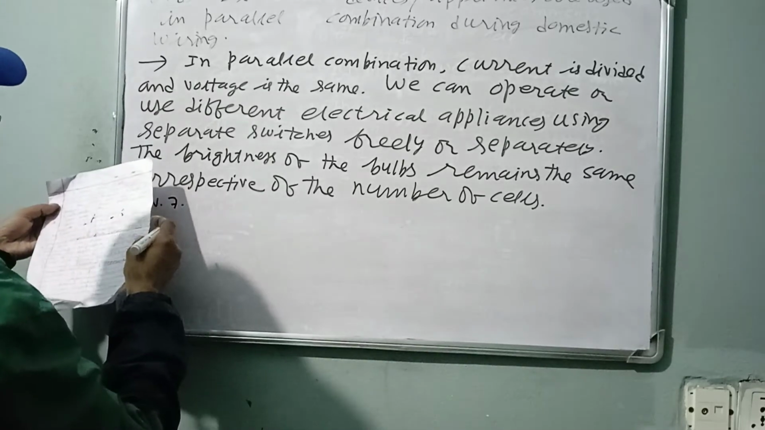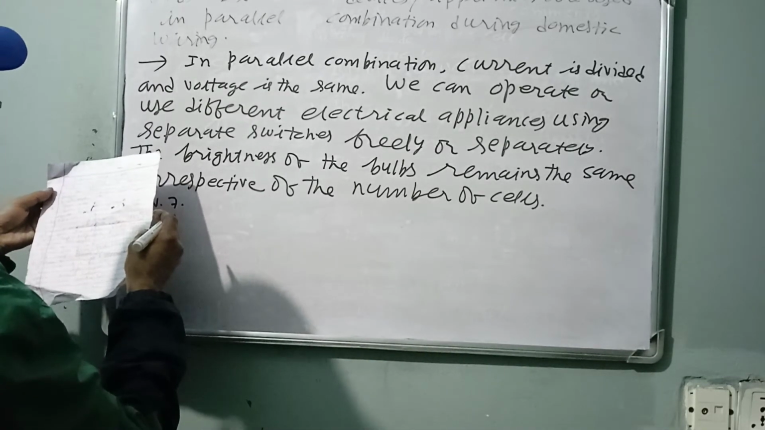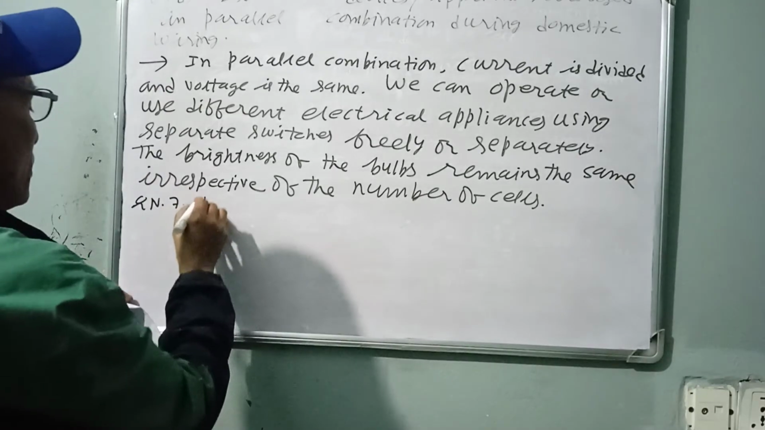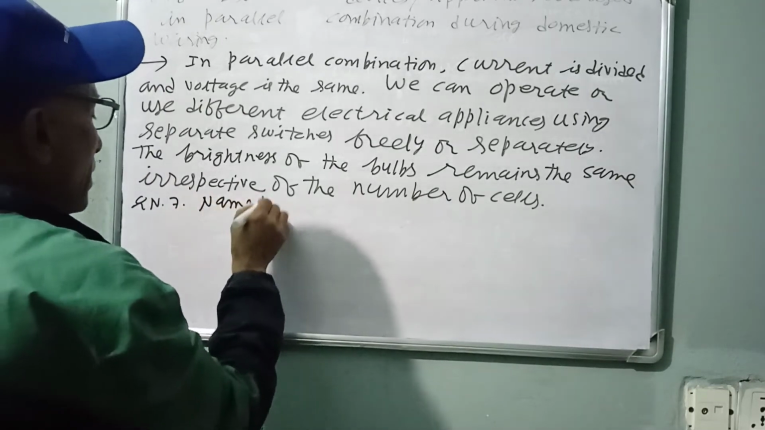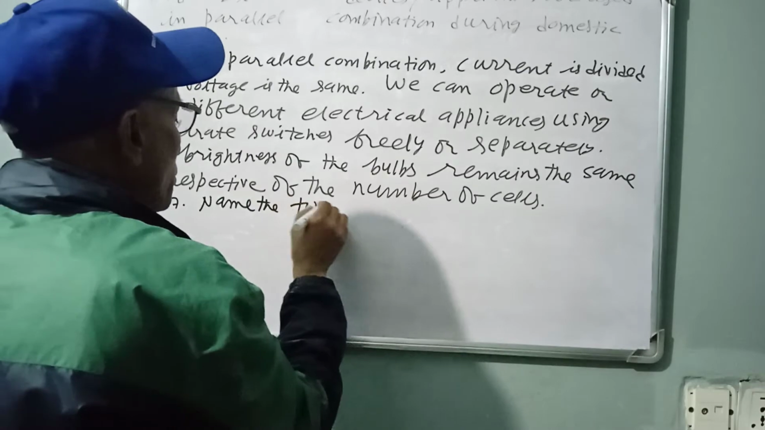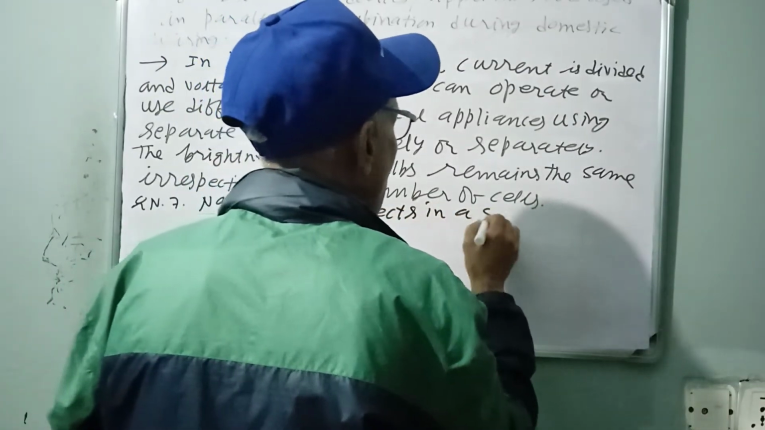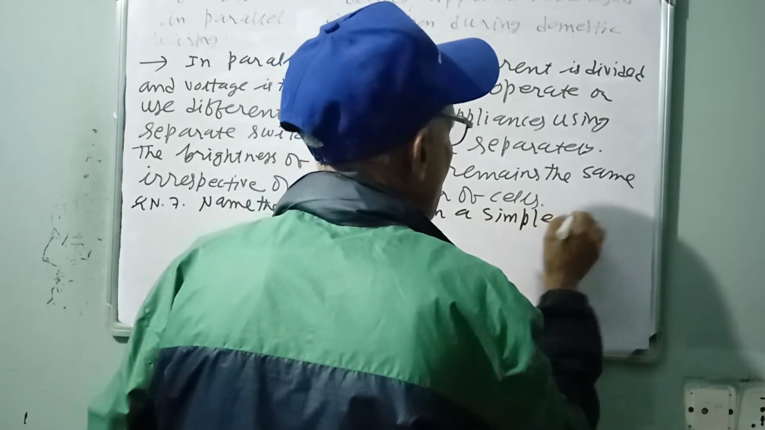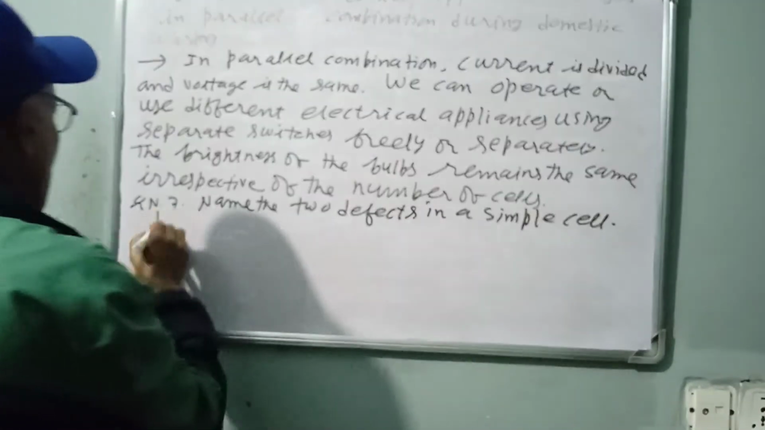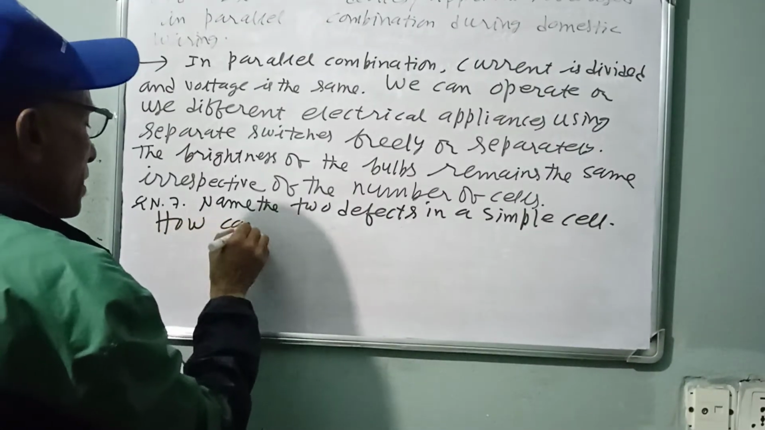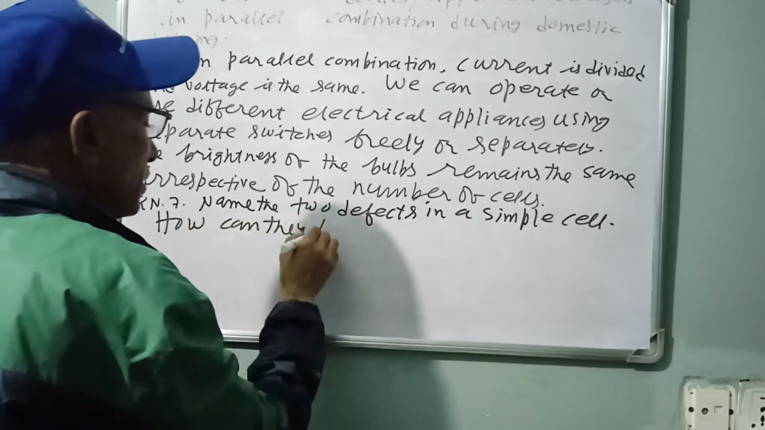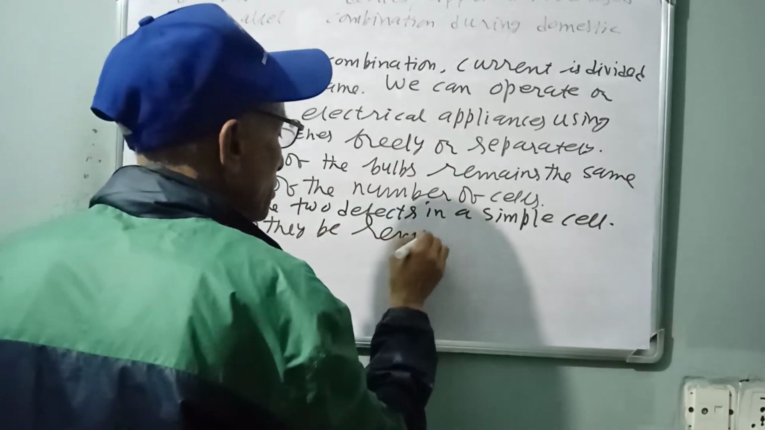Question number 7 is the right full form. Name the defects in simple cell. Name the 2 defects in a simple cell. How can they be removed?